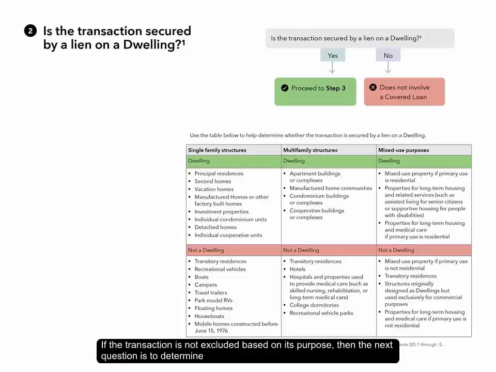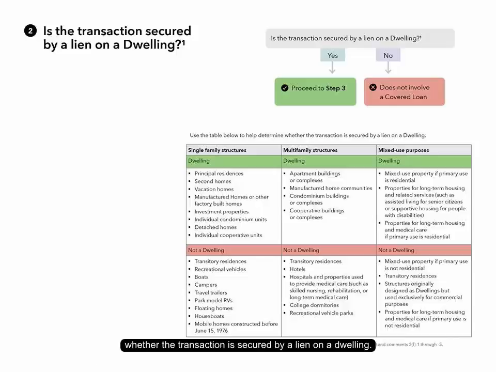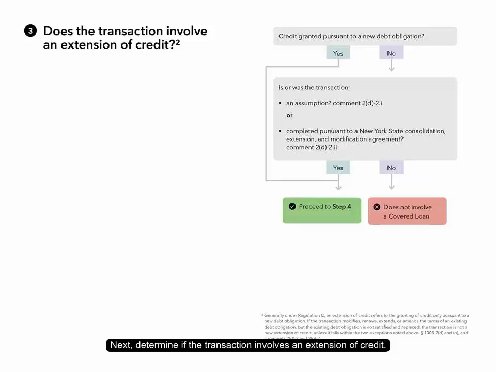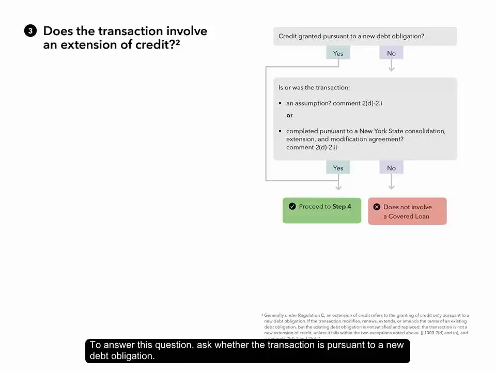If the transaction is not excluded based on its purpose, then the next question is to determine whether the transaction is secured by a lien on a dwelling. This page of the chart provides examples of what is and what is not a dwelling. Next, determine if the transaction involves an extension of credit. To answer this question, ask whether the transaction is pursuant to a new debt obligation. If not, it generally will not be an extension of credit and will not be a covered transaction.